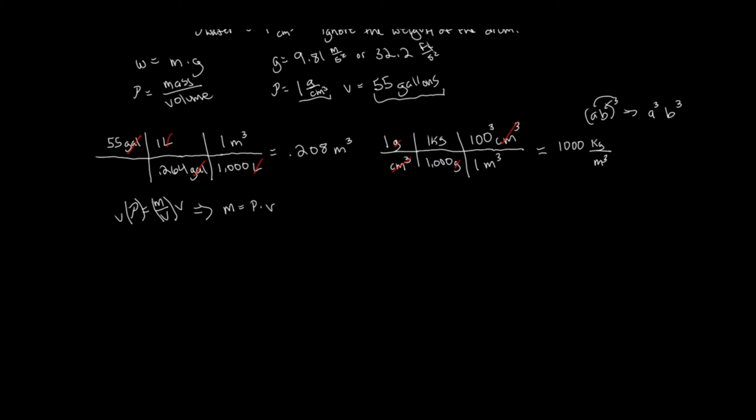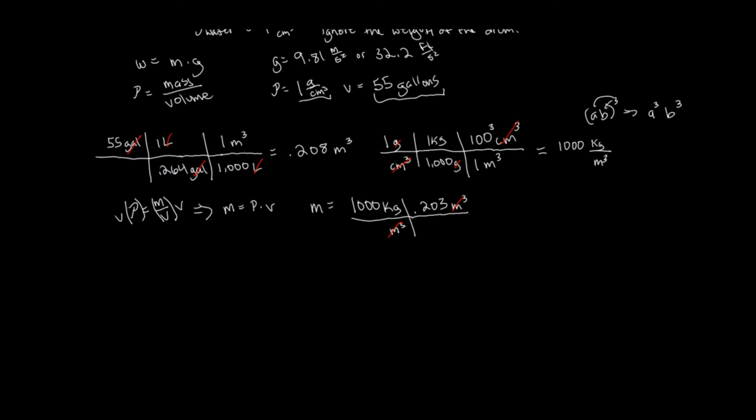So let's set that up. Mass is equal to our density, which is 1,000. Here, let me take that parenthesis off. We're going to do this just like a conversion, really. 1,000 kilogram per meter cubed. And that's going to be times our volume, which is 0.203 meter cubed. And look what happens here. Look what happens here. Our meters cubed cancels.